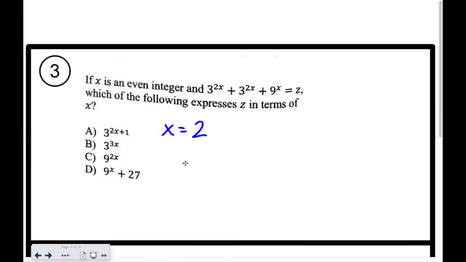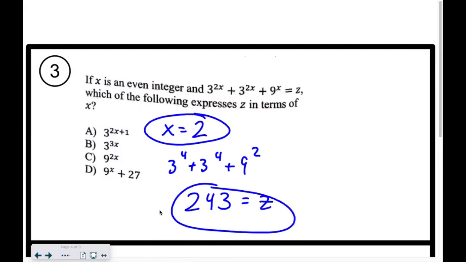And so if I choose 2, if I plug in 2, I get 3 to the fourth plus 3 to the fourth plus 9 squared, which if you just do that real quick in a calculator, that is 243. That's what z equals. All right, so when I chose x to be 2, I want z to be 243. And then just start plugging that in. This is exponent of 5, 3 to the fifth is 243, but let's check the other ones. This is 3 to the sixth, which is wrong. This is 9 to the fourth, which is wrong.